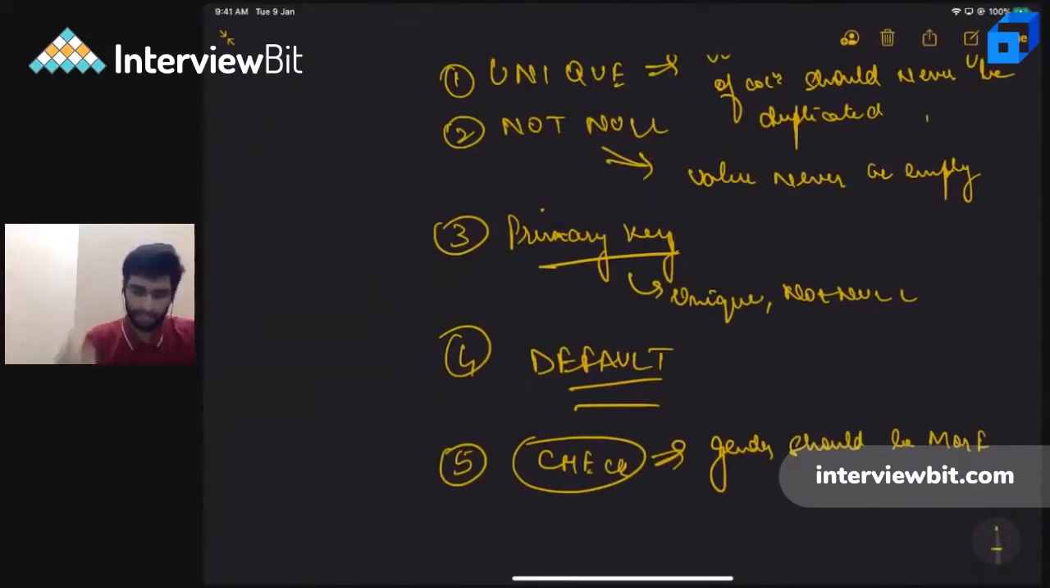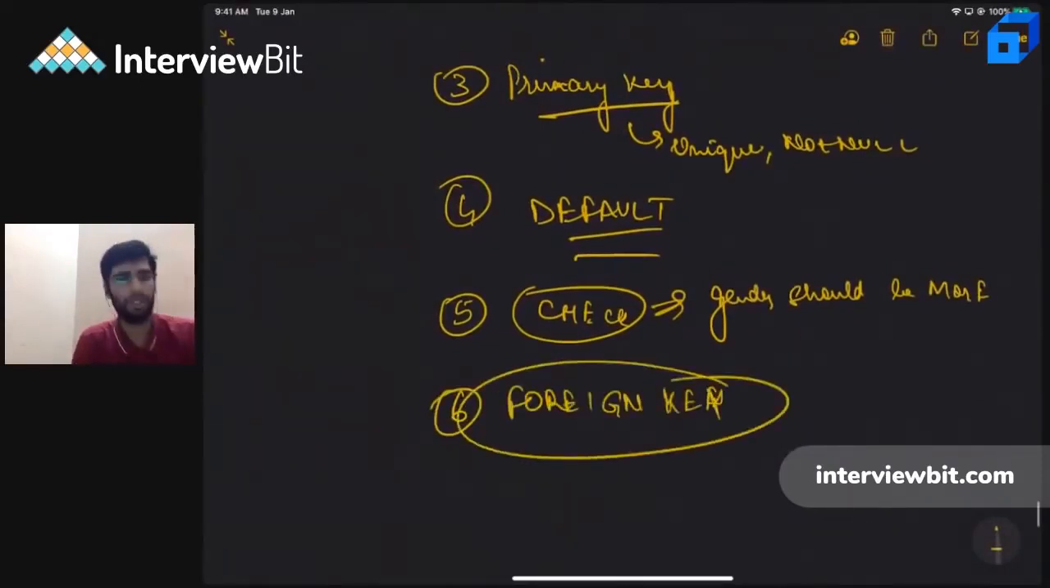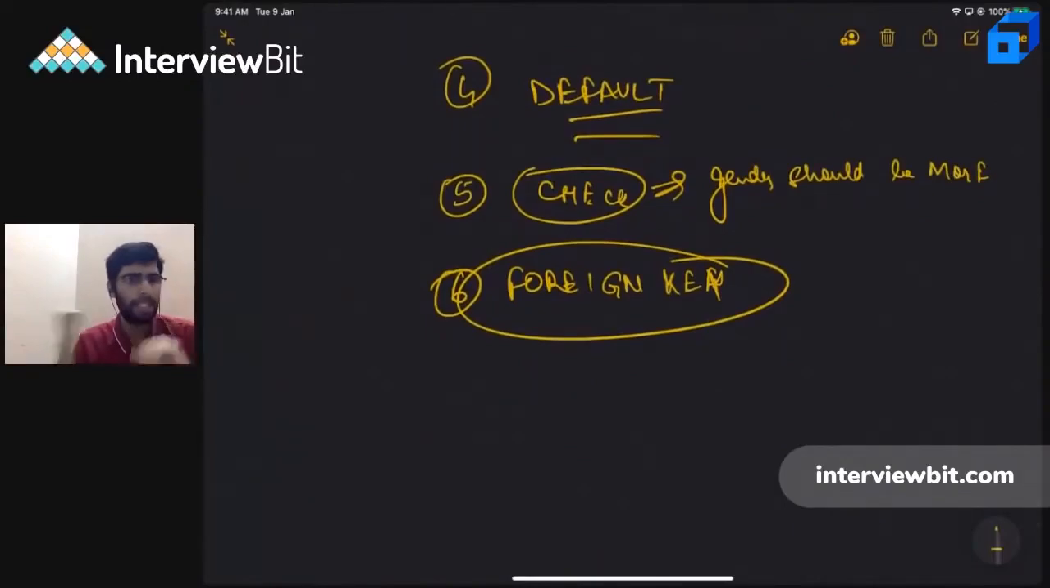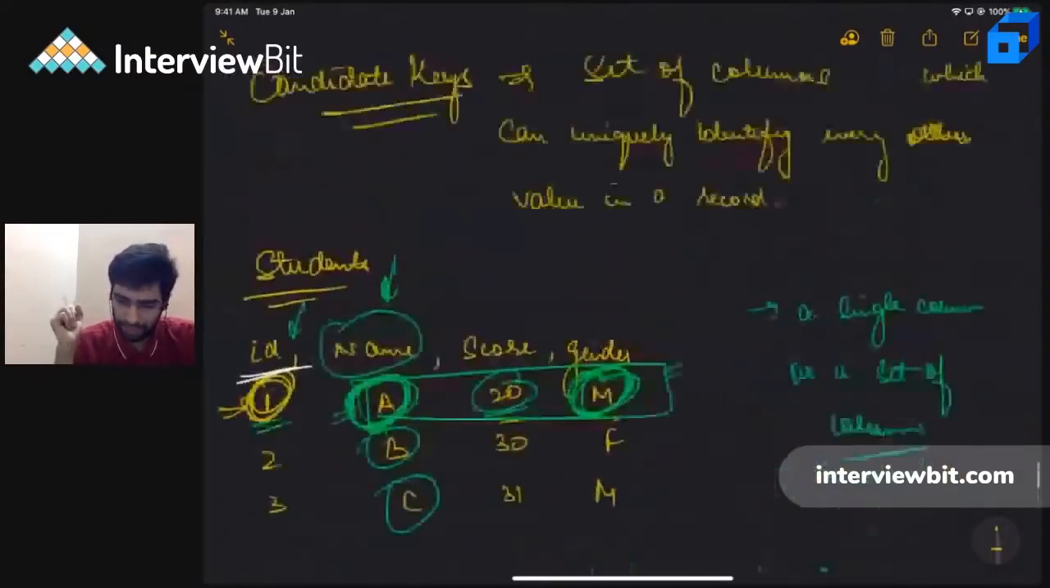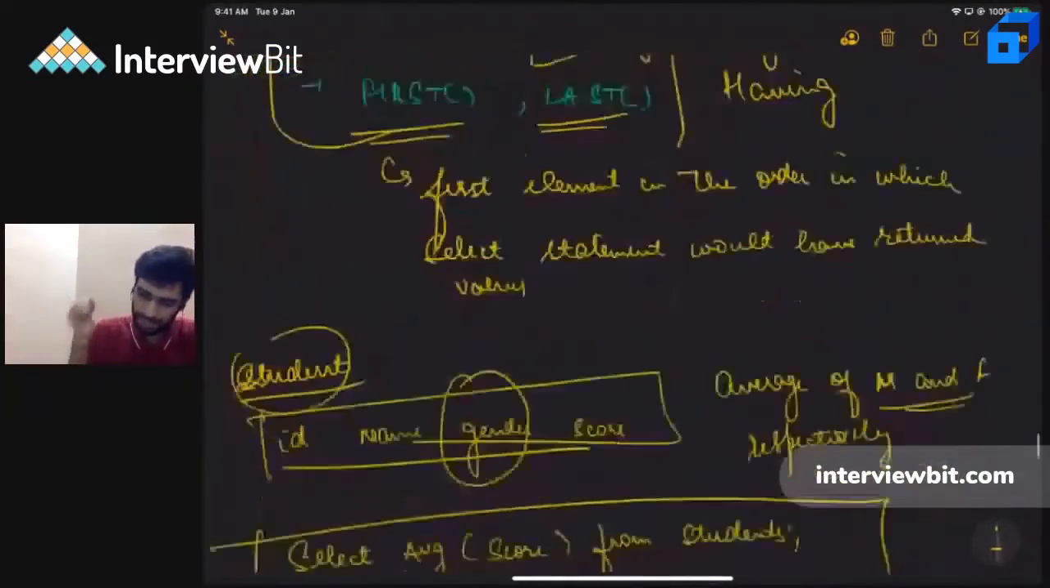And next, there is also one more constraint, which is the foreign key. Let us discuss this foreign key constraint now. So what is a foreign key? When we created the employee table above, we had two tables, right?